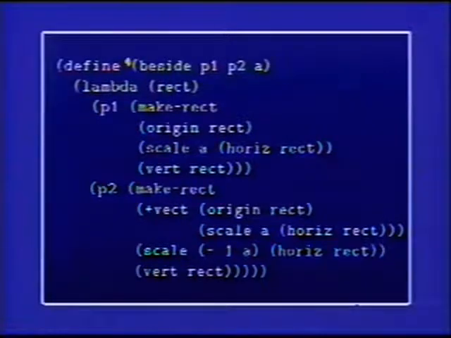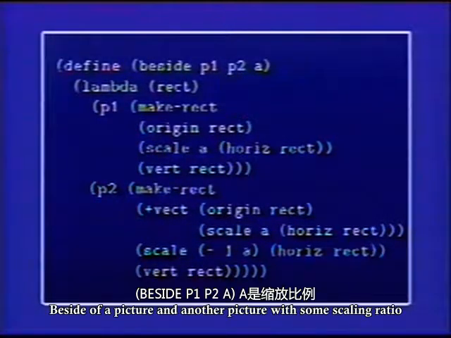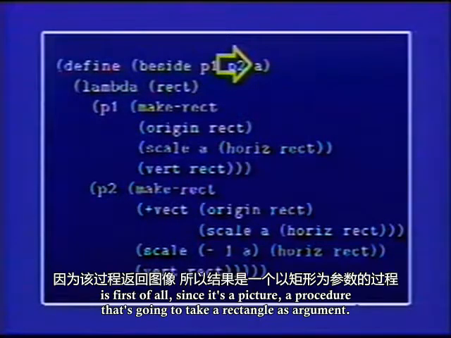Beside of a picture and another picture with some scaling ratio is, first of all, since it's a picture, a procedure that's going to take a rectangle as argument.